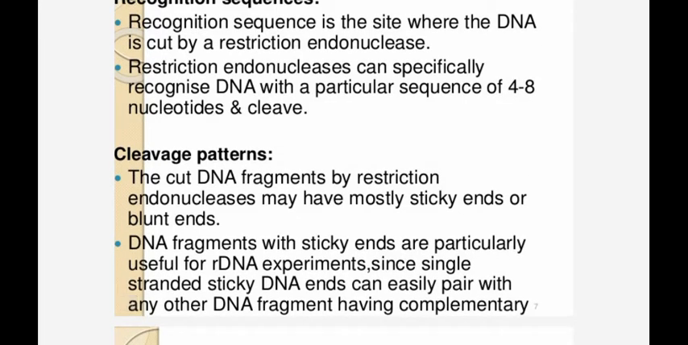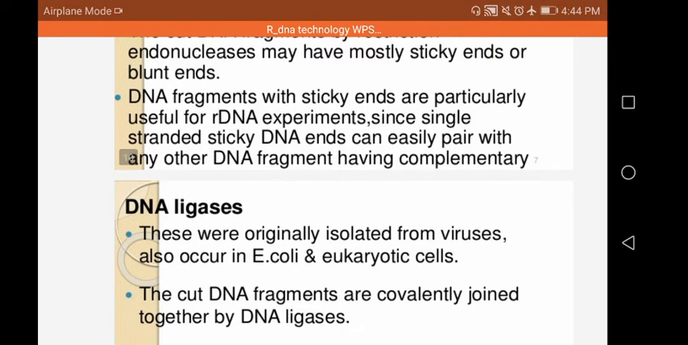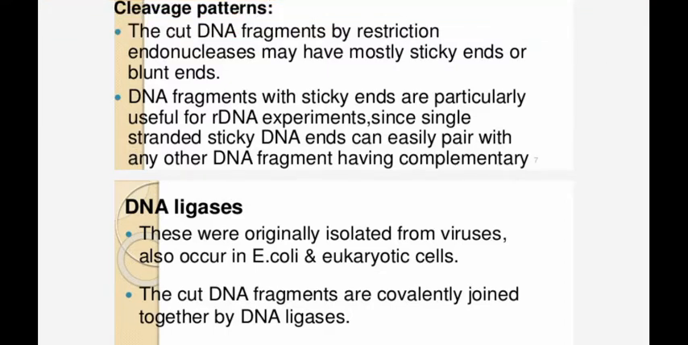Next, cleavage patterns. The DNA fragments cut by restriction endonucleases may have sticky ends or blunt ends. These sticky ends are useful for rDNA experiments, since single-stranded sticky DNA ends can easily pair with any other DNA fragments having a complementary sequence of DNA. Okay.